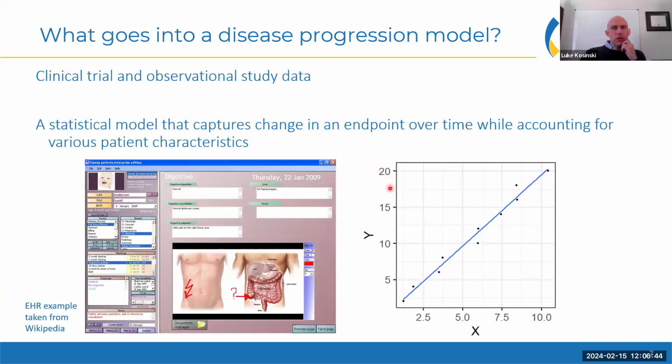Okay, so what goes into a disease progression model? I think the most obvious thing is that we take clinical trial and observational study data, which has those repeated measures over time, and use that in the model. The example I have here is from an electronic health record, which was taken from Wikipedia. The important thing to note is that these data capture different patient characteristics and features, which we can use to track over time. And then we can combine that with some sort of statistical model that captures change in an endpoint while accounting for these different patient characteristics.